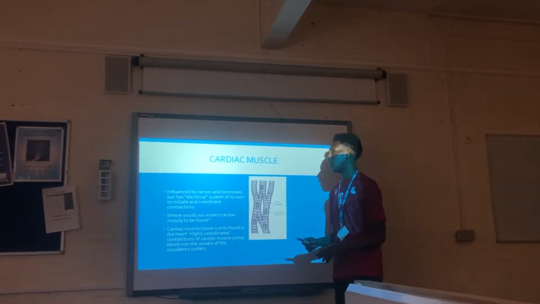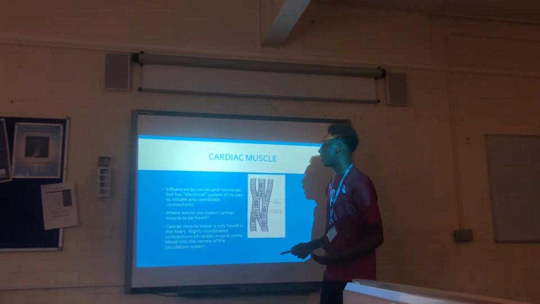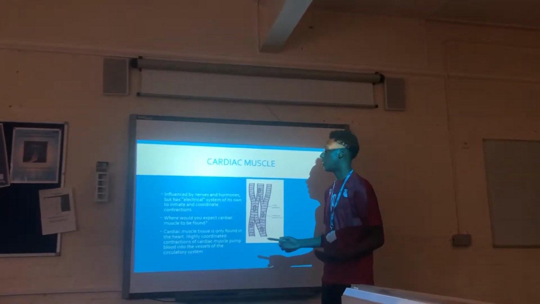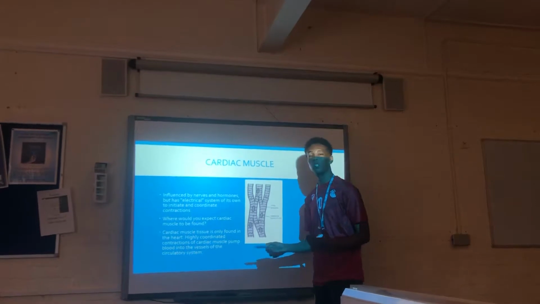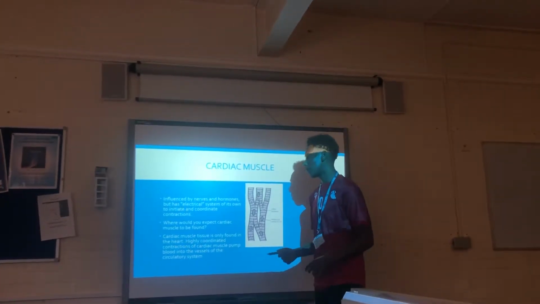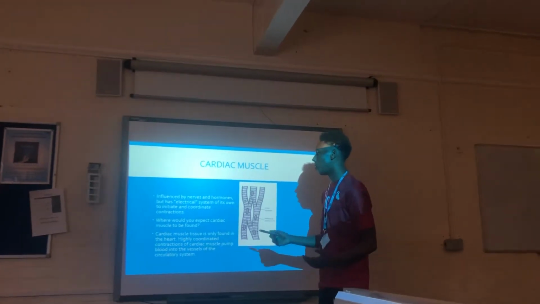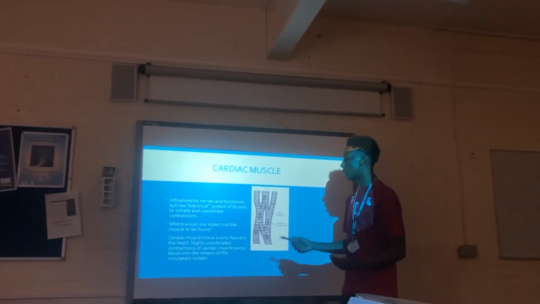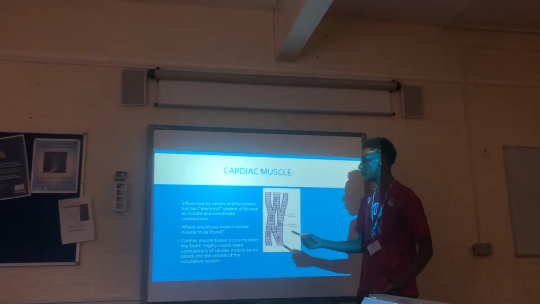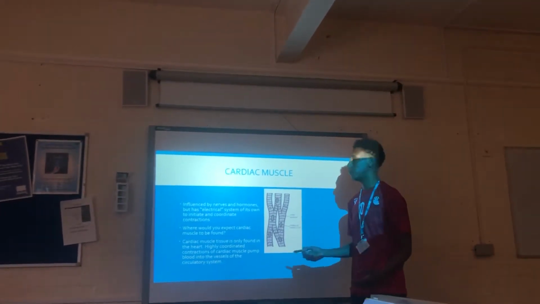Cardiac muscle is influenced by nerves and hormones, but has an electrical system of its own to initiate the coordinated contractions. Where would you expect cardiac muscle to be found? Cardiac muscle tissue is only found in the heart. Highly coordinated contractions of the cardiac muscle pump blood into the vessels of the circulatory system.